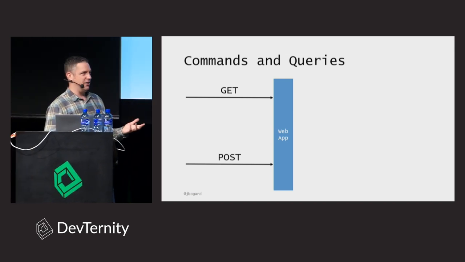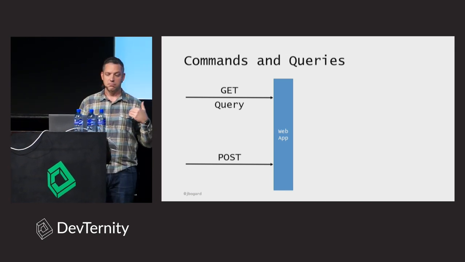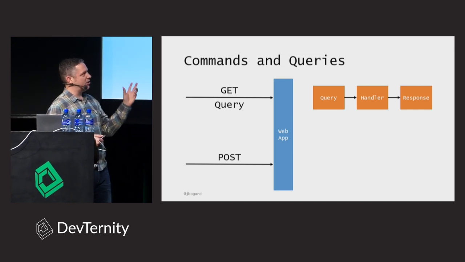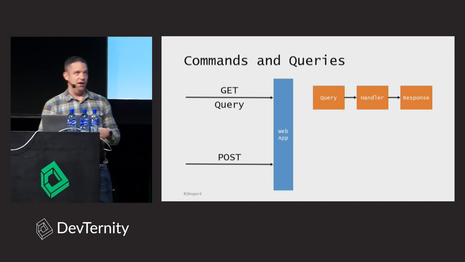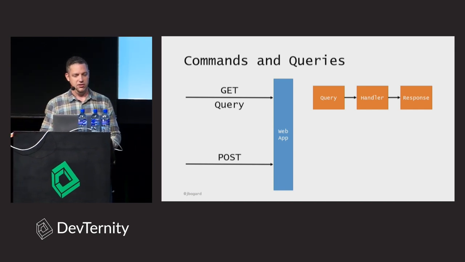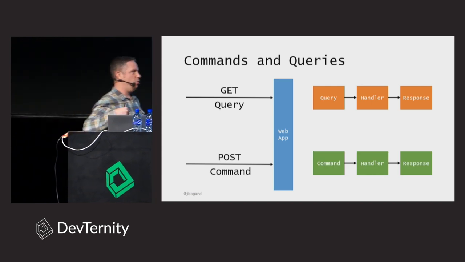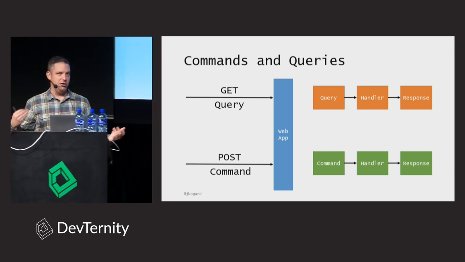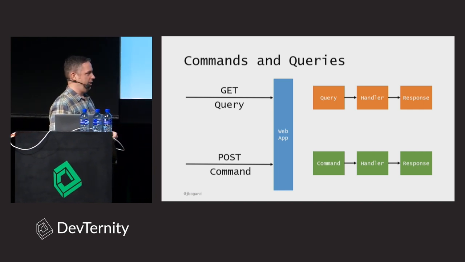And if you look at what those actually represent, in a semantic view, GETs represent a query for information, and POSTs represent a command. A query can be translated to some kind of object to represent that I'm asking for information, a handler that gets that information, and a response that returns that information back to the user. A POST is a similar thing. A POST is a command that has a request to perform some operation, a handler to do the thing you want it to do, and finally some response that says whether it was successful or not, or maybe something more complicated.